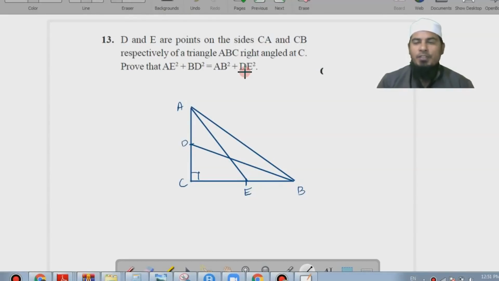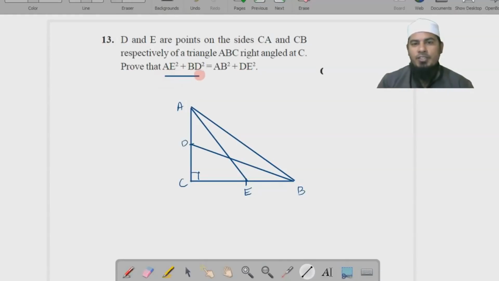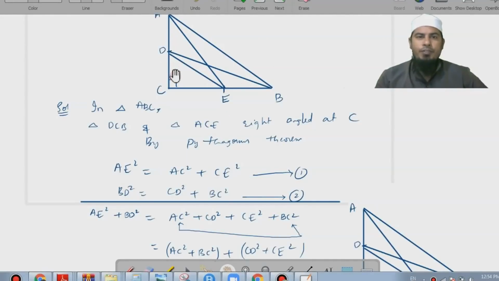These types of questions are very simple. We need to just make the LHS into the RHS with the help of Pythagoras theorem, by simplifying the terms which we get, and we will get the answer. Let us look at how we get the solution. Look at the proof. In triangle ABC, right angle at C, in triangle DCE, right angle at C, ACE, right angle at C, DCB, right angle at C.